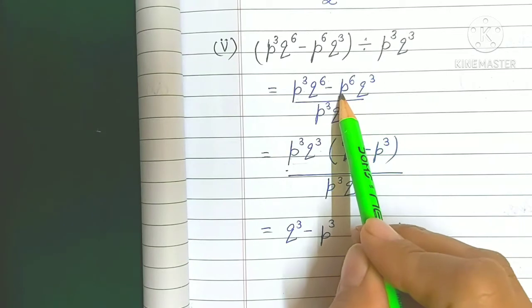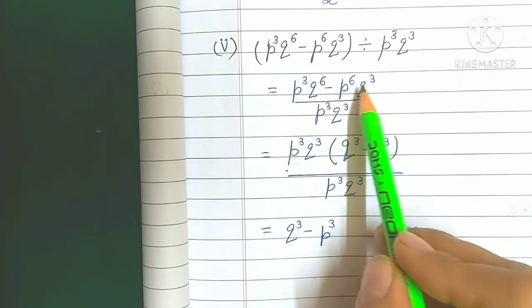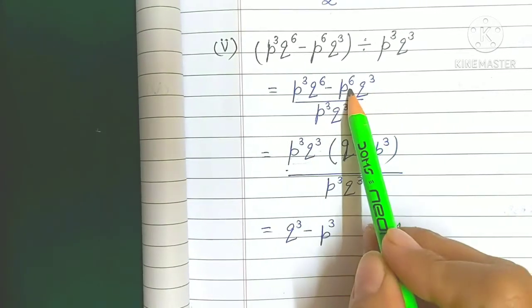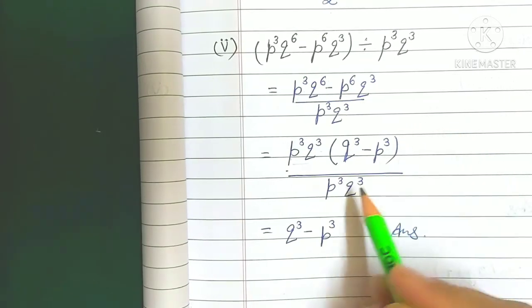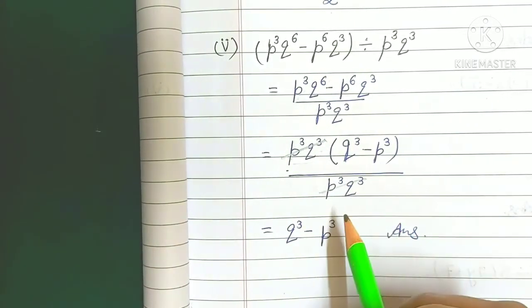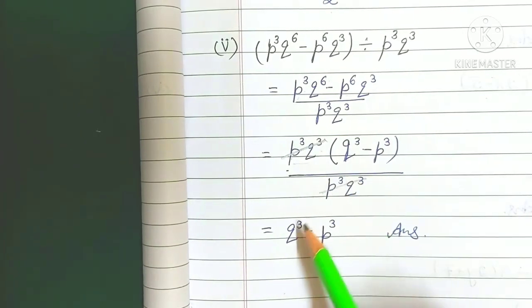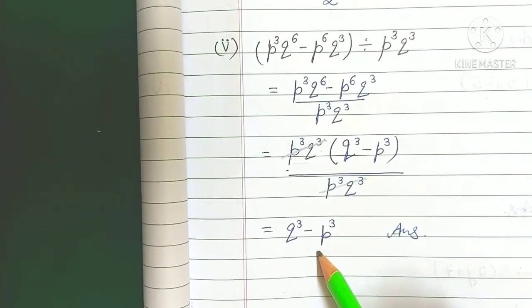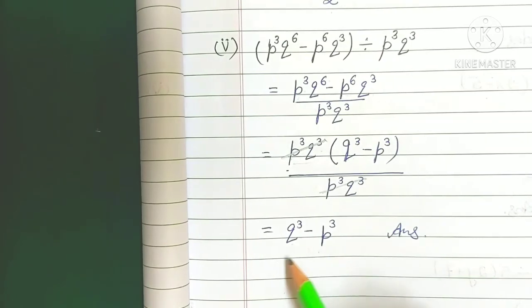Similarly from this term p power 3 and q power 3 I have taken common, so p power 3 will be left. And we can see these two terms will be cancelled. So what will be left? Only q power 3 and p power 3 will be left. So q power 3 minus p power 3 is the answer.